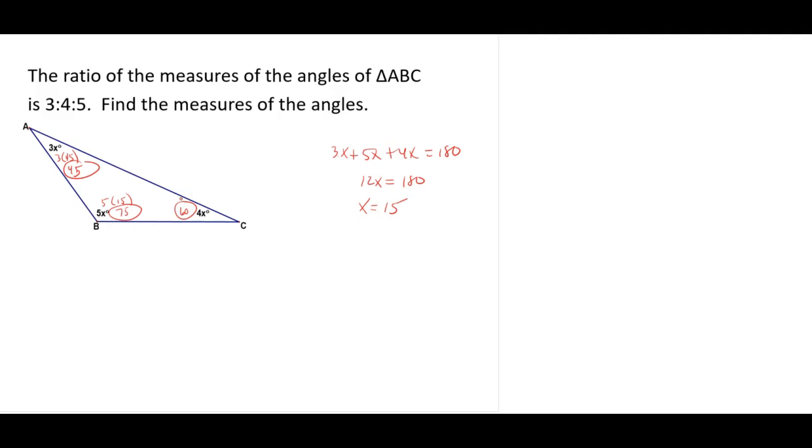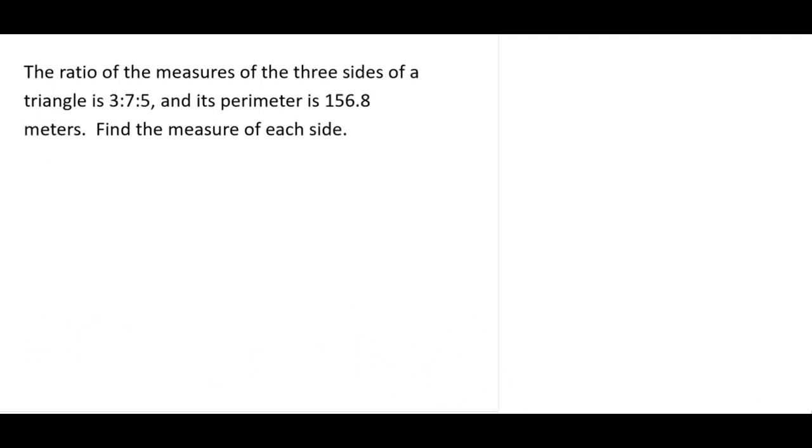And what this means is, if you look, the original ratio was 45 to 75 to 60. But what they did is they divided these by 15, and that became 3 to 5 to 4. Okay, so that's how you approach those problems.